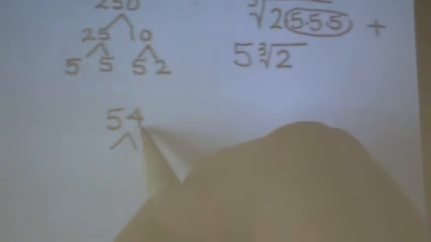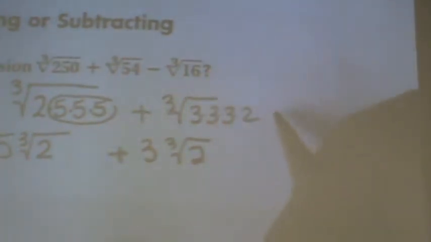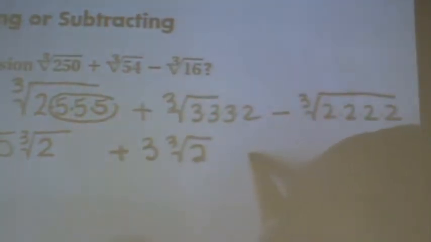So help me out here. 54. Even if you don't know what times what is 54, I know it's an even number. 2 goes into 54 27 times. And 27, I know 3, 3, 3. So 3, 3, 3, 2, so it's 3 times the cube root of 2. See what I'm telling you here? And then this one, 2, 2, 2, 2, 2, 2, so it's 2, 2, 2. See how they do that?